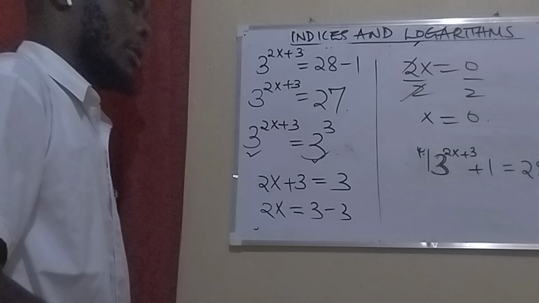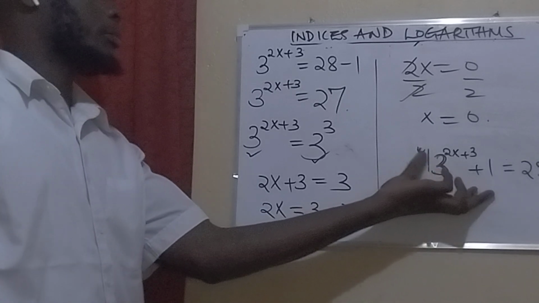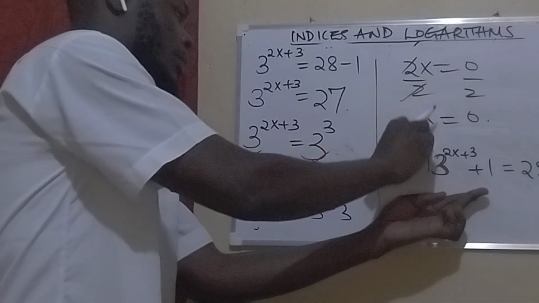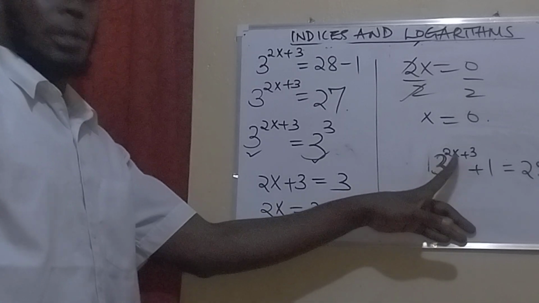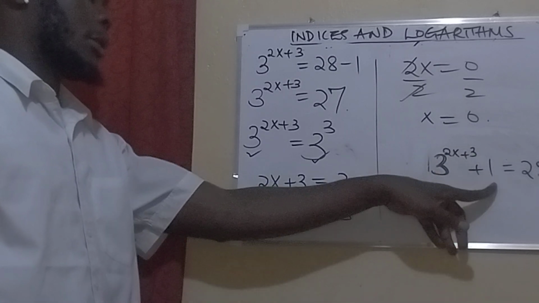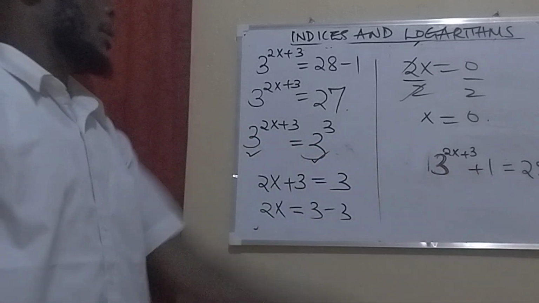Your x becomes 0. So you can also try and prove and substitute. If you have 0 here, it will be 3 raised to power 0 plus 3, which is 27 plus 1 gets 28.